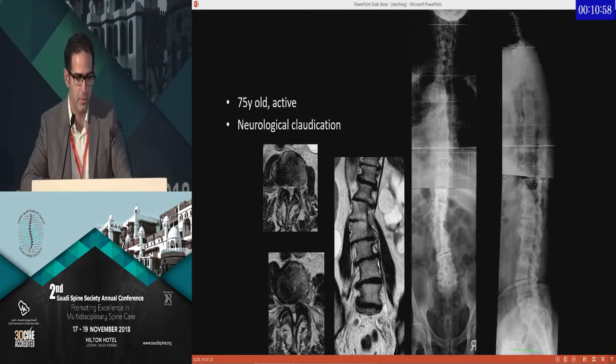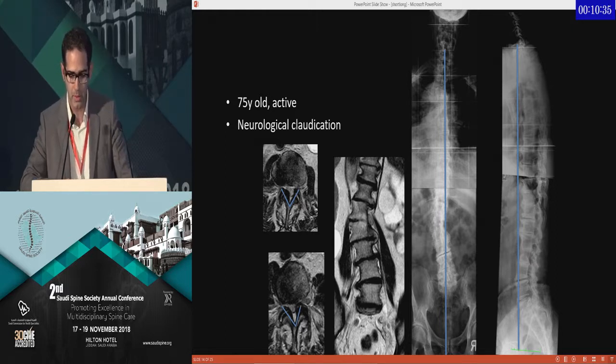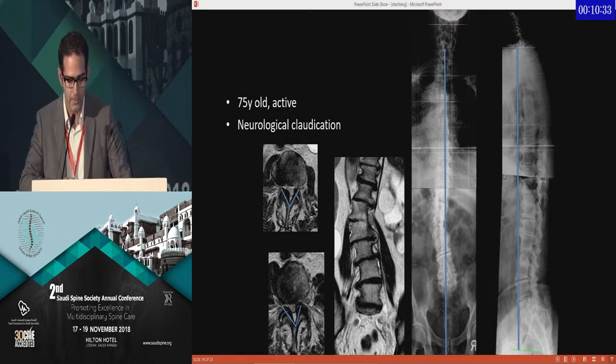This is a 75 years old active male who has been complaining of neurological claudication. So when you analyze his balance on the coronal and sagittal plane, he seems globally well aligned. But of course he has different levels of compression. So only several levels of fenestration were done in his case without doing any kind of fusion.